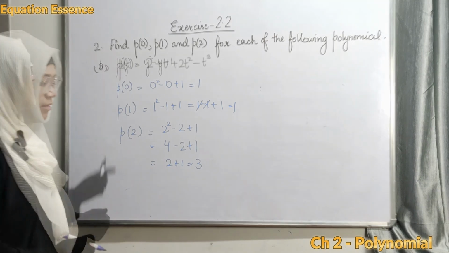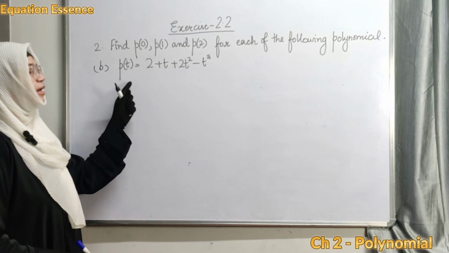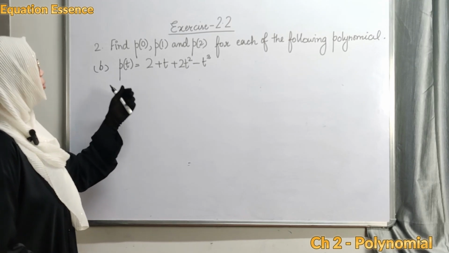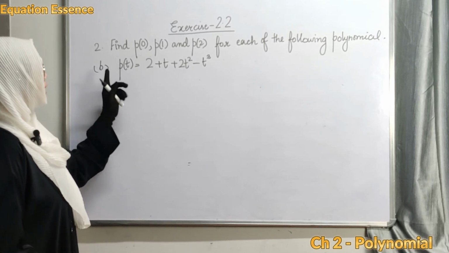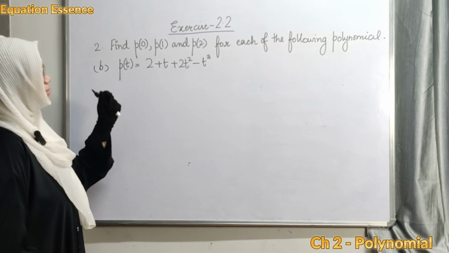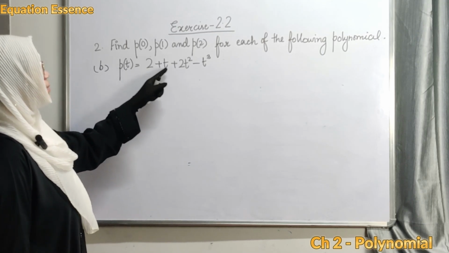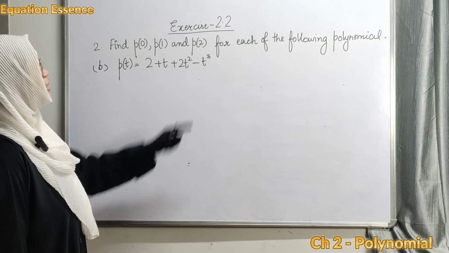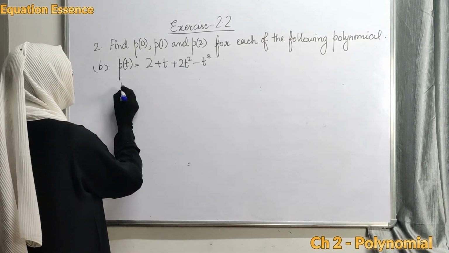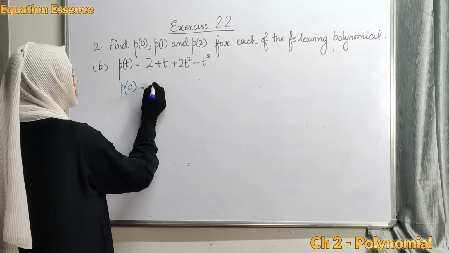Let's come to the B part. Our second part is P(t). Here the variable is t. A polynomial of a variable t is denoted by p(t) equals 2 plus t plus 2t squared minus t cubed. Let us find out P(0) first.